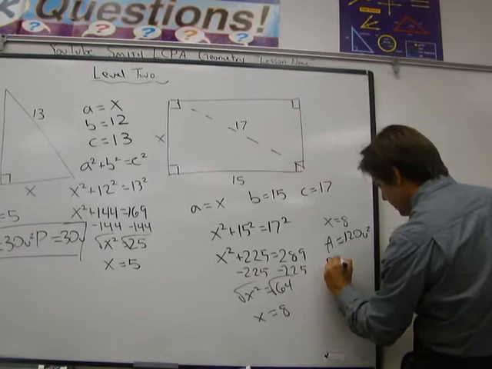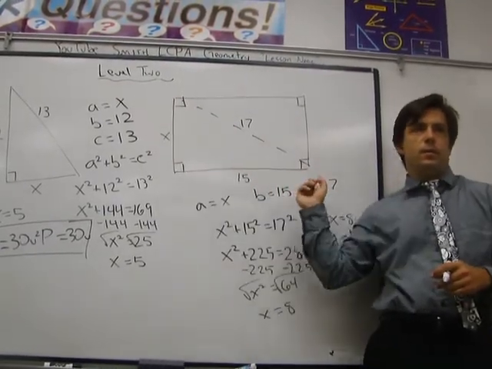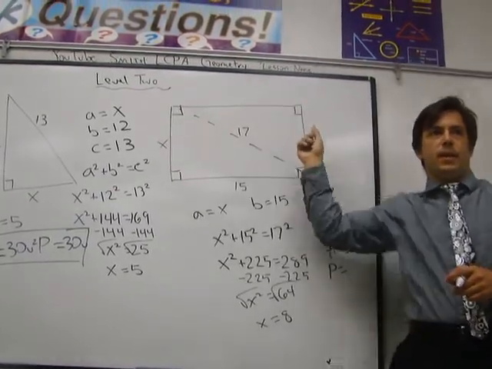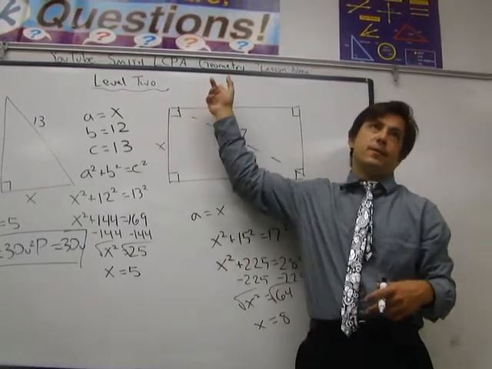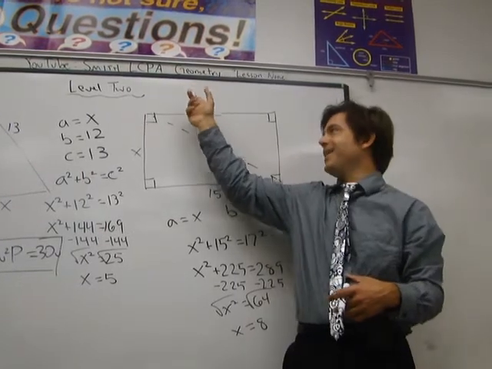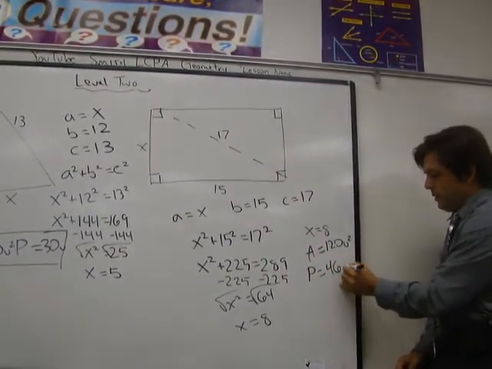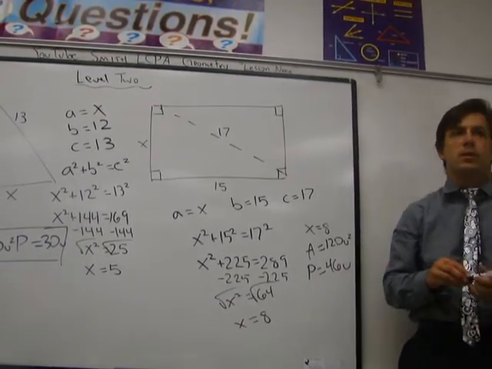The perimeter will be the distance around. So how long is this side? 15. How about this one? 8. This one? 15 and 8. 15 plus 8 is 23, plus 15 is 38, plus 8 is 46. 46 what? Units. Good. Let's add one with a parallelogram and one with the circle, just for a little bit more practice.